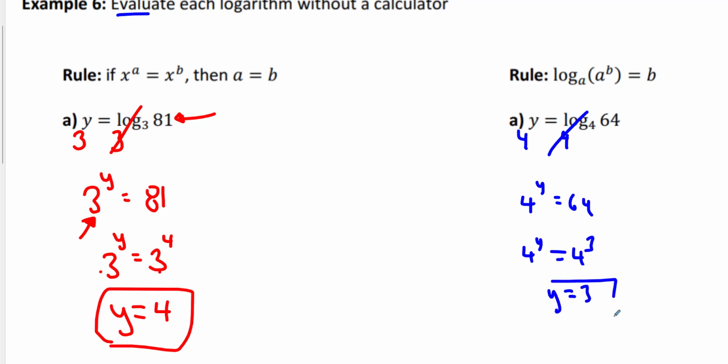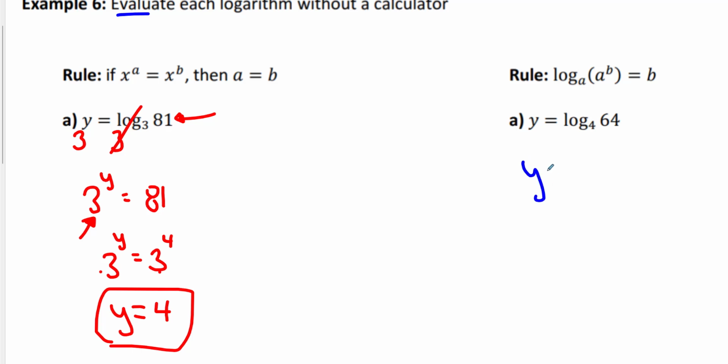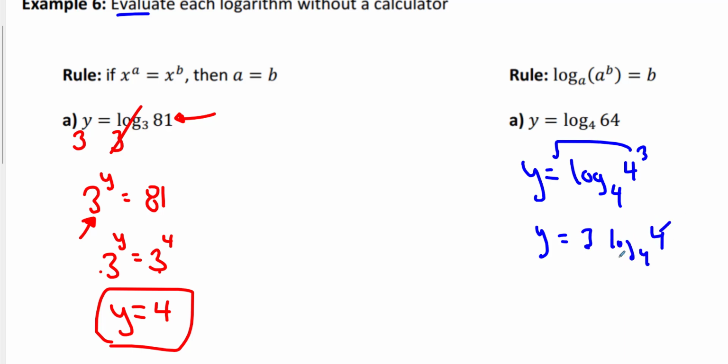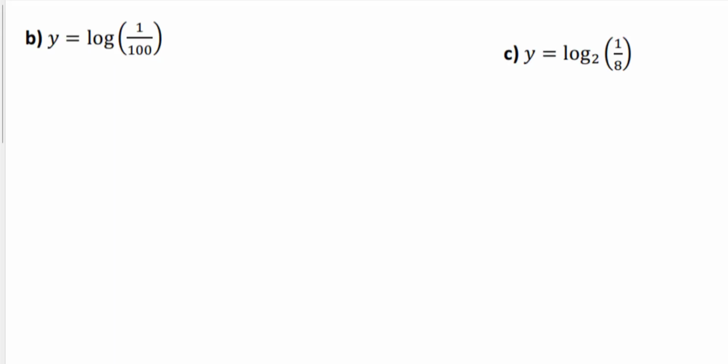So they're pretty straightforward. If you want to skip some steps and go straight from here to this, you could do this. You know that 64 is 4 to the power of 3, right? Bring the 3 in front. y is equal to 3 log base 4 of 4, and then this cancels out. y is equal to 3. All right, go for it. Example B and C.